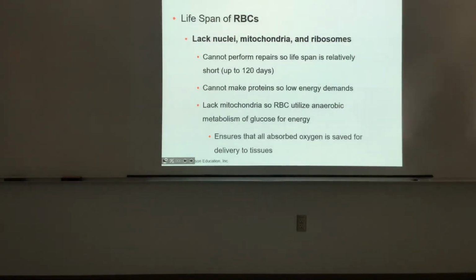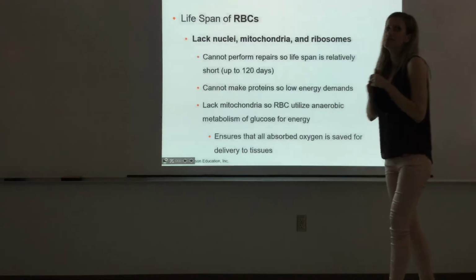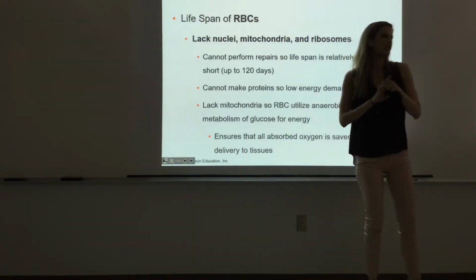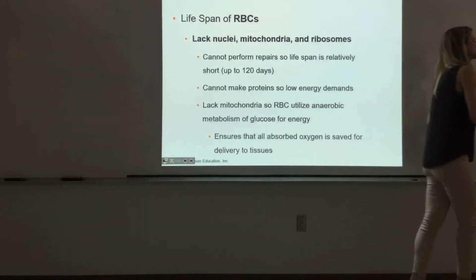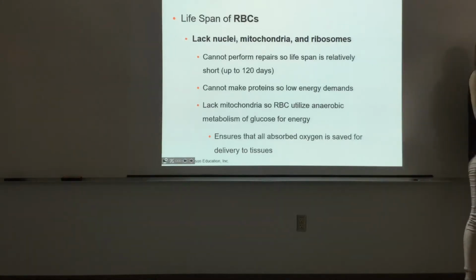So the last little thing about red blood cells. We said that red blood cells lack a nucleus, right? They eject the nucleus, they don't have one. They don't have mitochondria. What are mitochondria important for? ATP synthesis. They don't have ribosomes. What are ribosomes important for? Protein synthesis, excellent. They're important for protein synthesis.